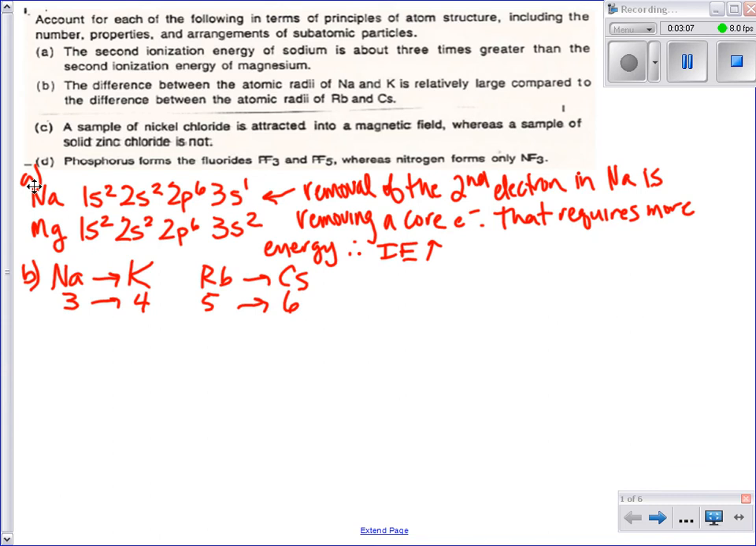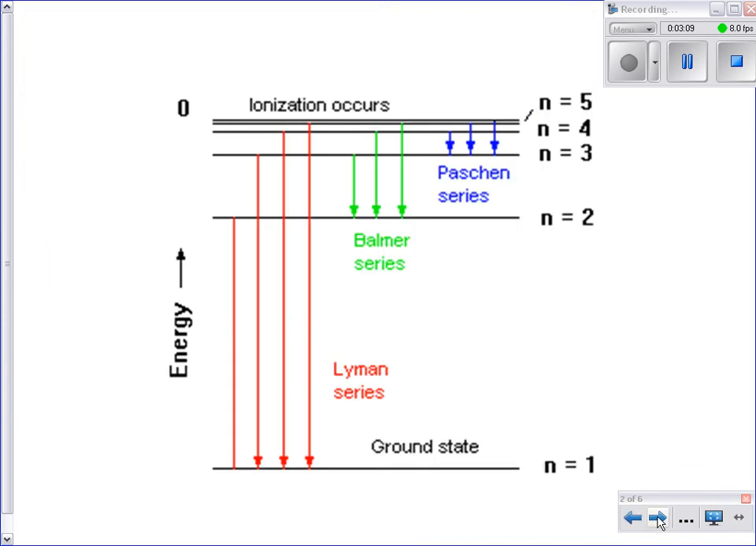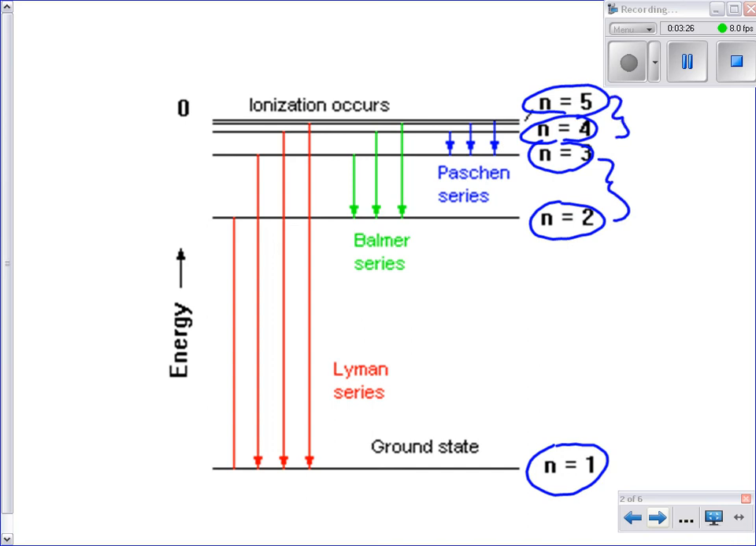On the next slide, I've just inserted this for you to see. Does anyone recognize what this looks like? As levels get further and further away from the nucleus, they get closer and closer together. So we were comparing 3 to 4 against 5 to 6. And just by looking at the level of energy, that's indicative of distance, because the further away, the less energy, right? So that explains it right there.